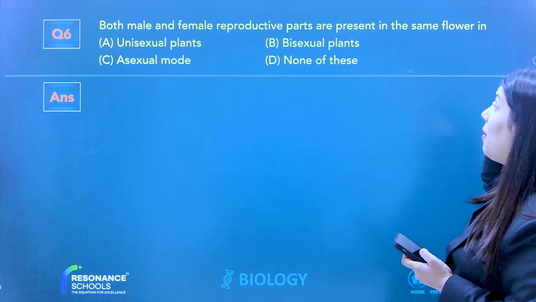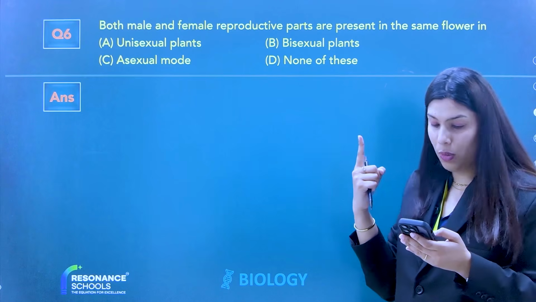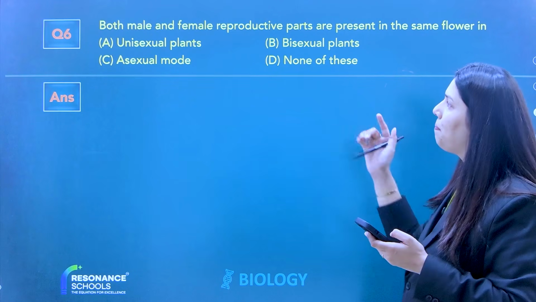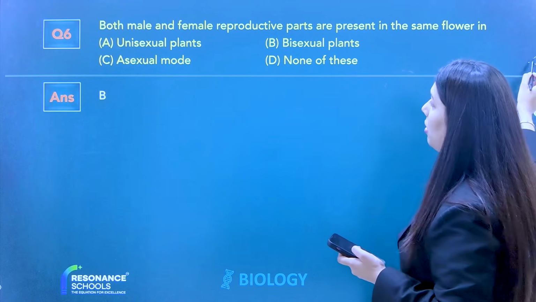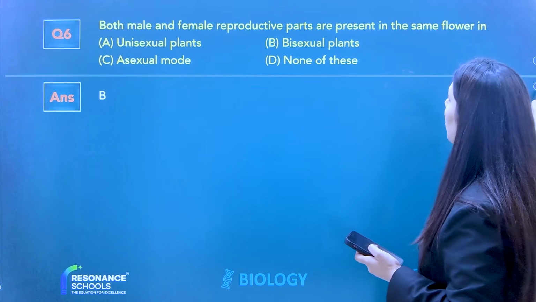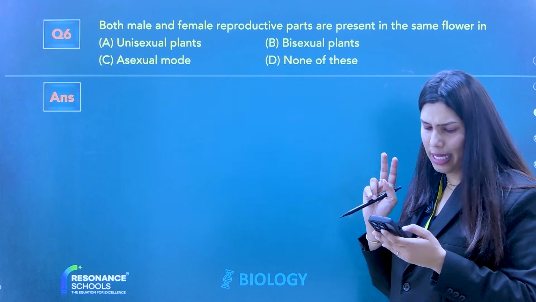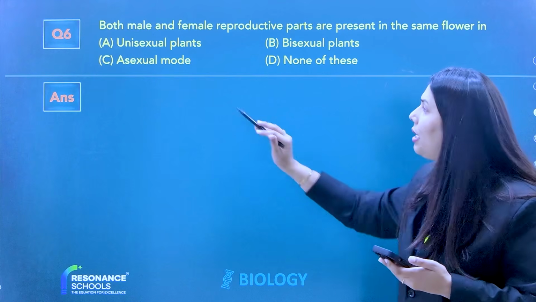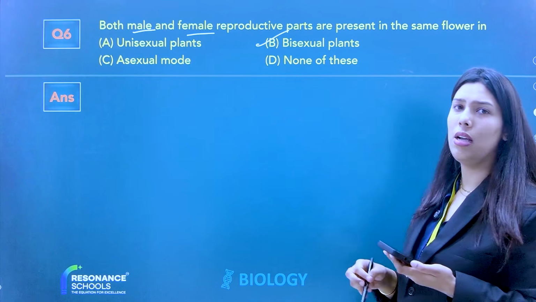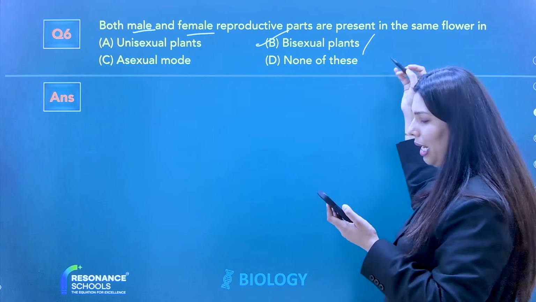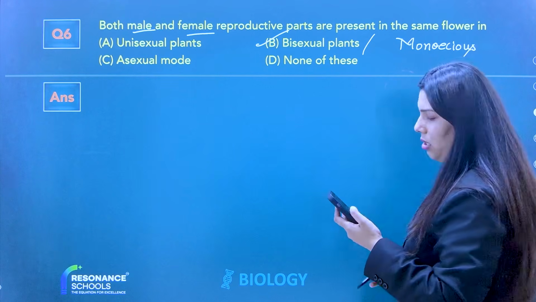Both male and female reproductive systems are present in one flower. Somebody is saying A, somebody is saying B. Why is there confusion? Unisexual means only one, whereas here both male and female are present. It will be B, bisexual. Another name for bisexual is monoecious. Do you all remember?